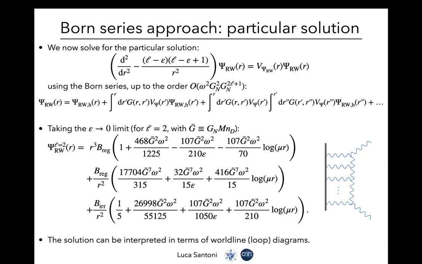Once you say that your order is omega squared, the only thing that you can introduce is G Newton. Of course, when you do this calculation, you have to make sure that you go up to G7, because if you stop before, the result is not consistent.